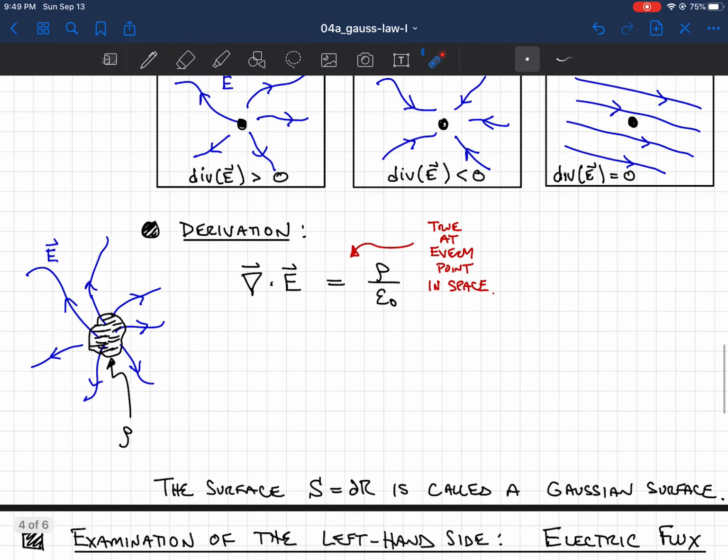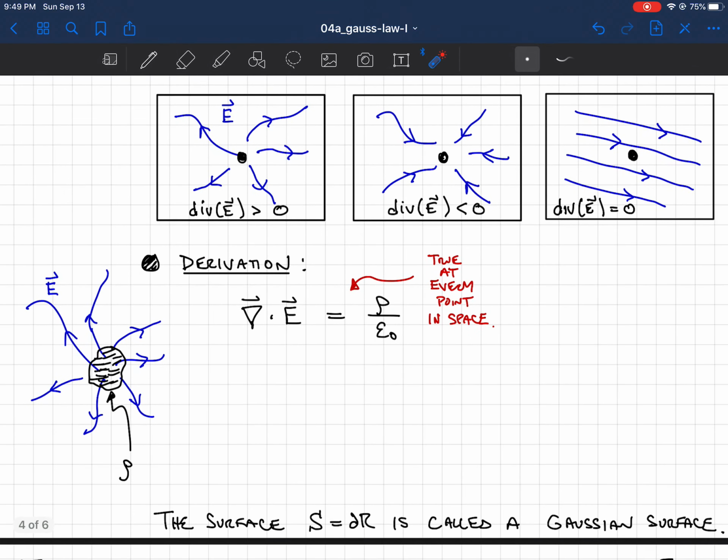So now let's do the derivation. Let's make the connection between this differential form and the integral form. I'm just going to go through it. I'll tell you what each step means, and then we'll talk a little bit more about it afterwards. As I said before, a differential form of this equation means that this property, the divergence of E equal to the charge density, is true at every point in space. So you look at one point in space, and this must be true.